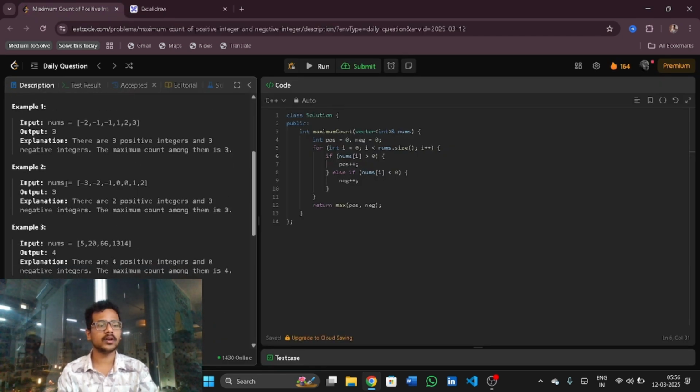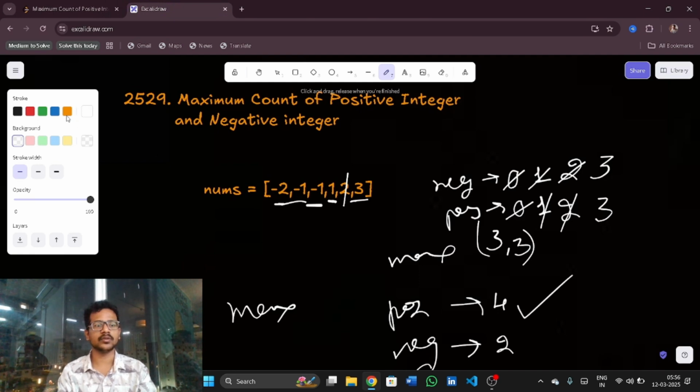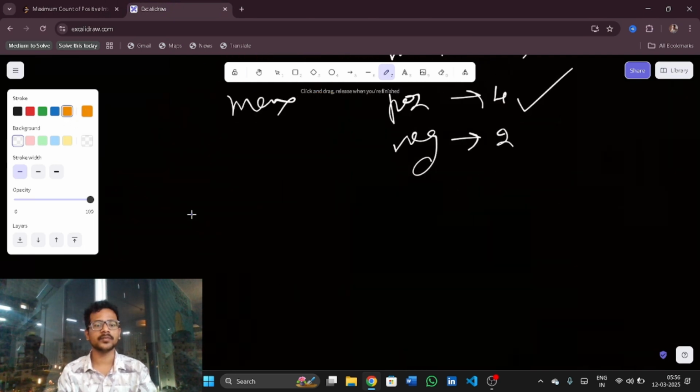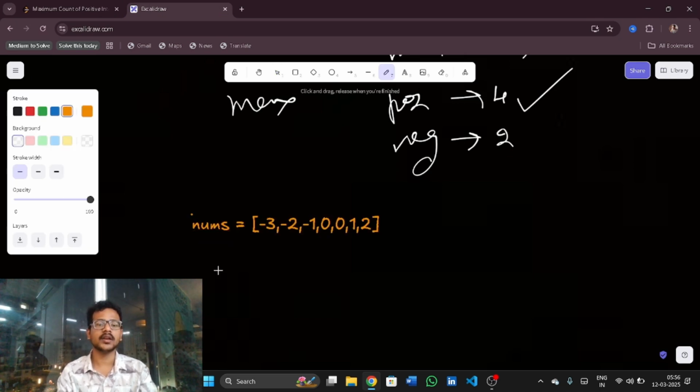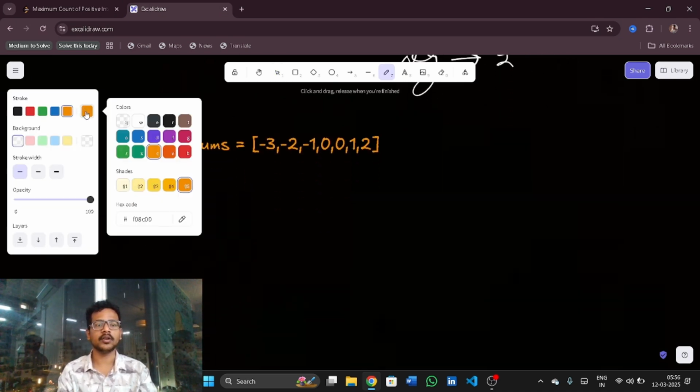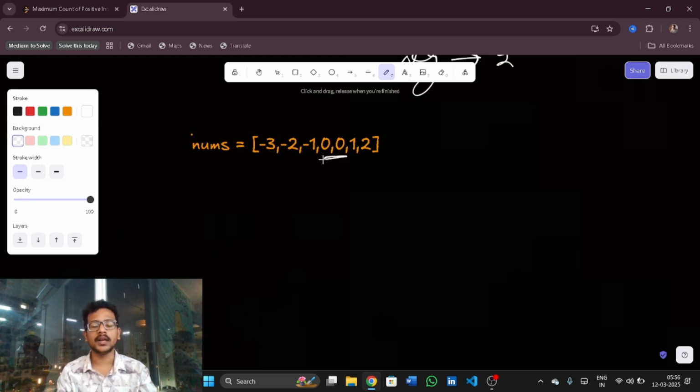But what if we are given an array which contains zeros? So let us look at that example. Right now, at this point, these zeros are considered neither negative nor positive. So let me initialize my negative to 0 and my positive also to 0.